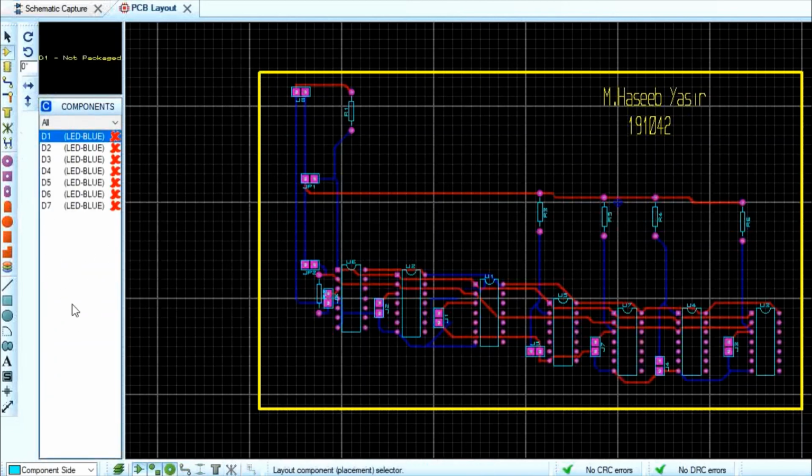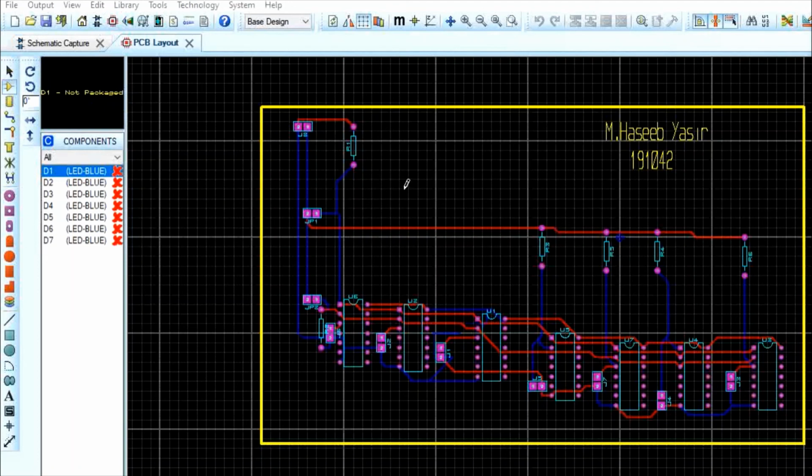Here is a component mode. You have the list of all the components you use in your schematic circuit. I manually place all my components. You can instead use auto placer to place all your components. Here the red cross shows that PCB package for LEDs are not available. So I use connector instead of using LEDs, as I told you earlier.